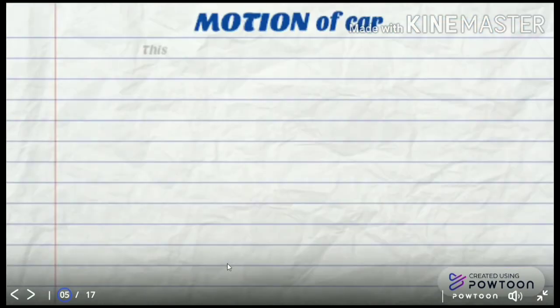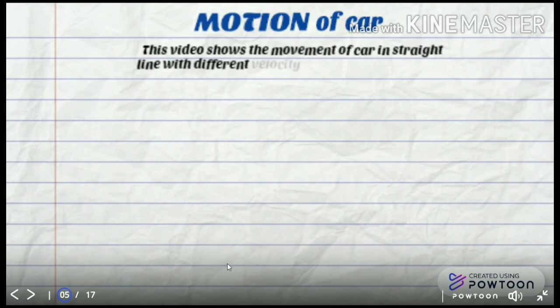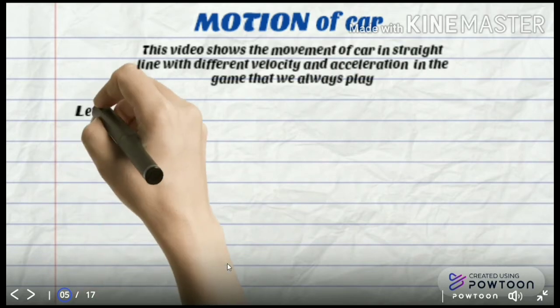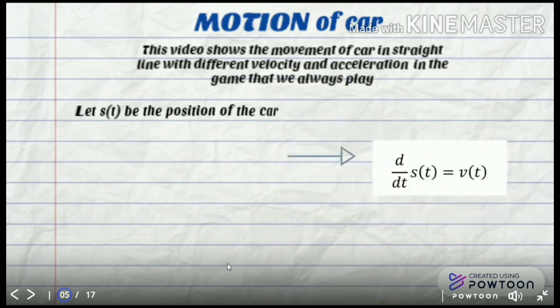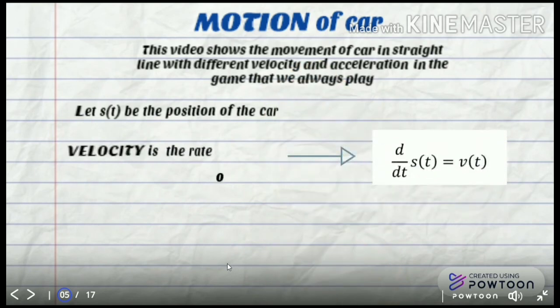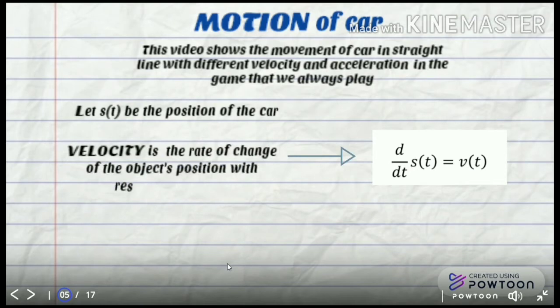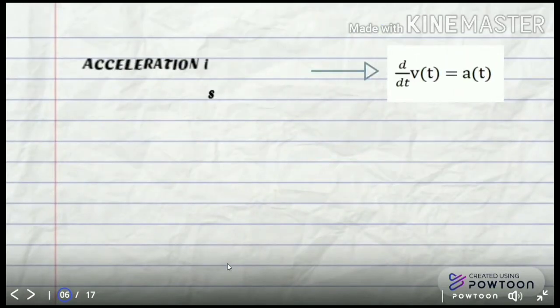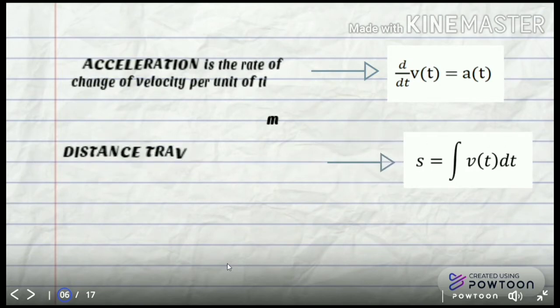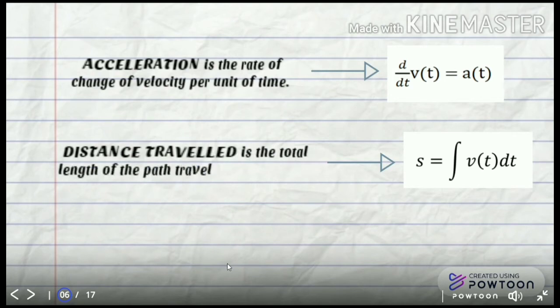Okay, next we move on to motion of a car. This video shows the movement of a car in a straight line with different velocity and acceleration in the game that we always play. Let s(t) be the position of the car. There is the formula on your right. Velocity is the rate of change of the object's position with respect to time. Next, acceleration. Acceleration is the rate of change of velocity per unit of time. The formula is d over dt of v(t) equal to a(t).